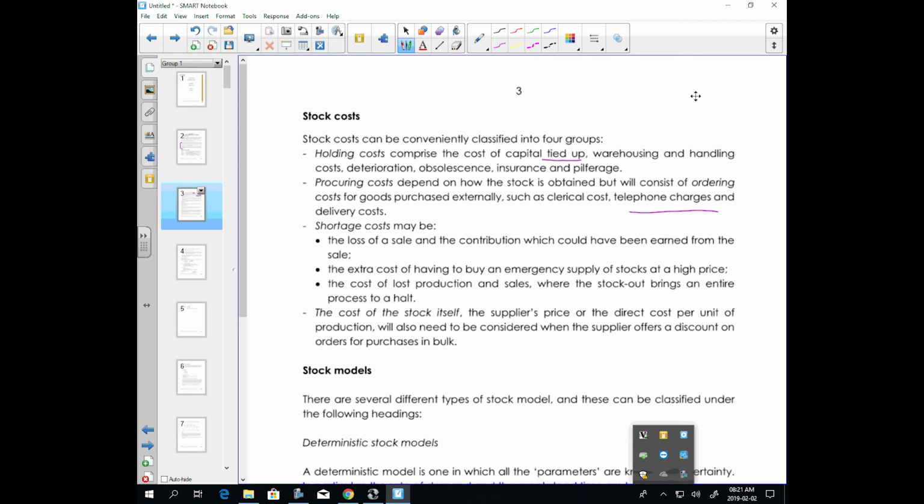They will say that it costs 30 Rand. They won't go and say this and this and this and figure out what percentage of the telephone bill relates to this order.